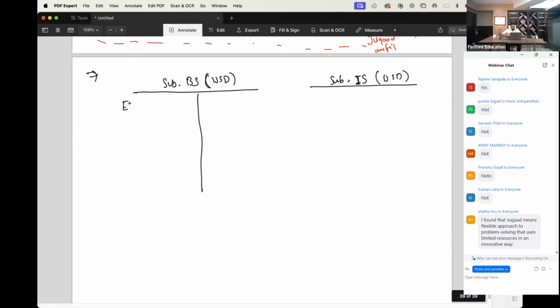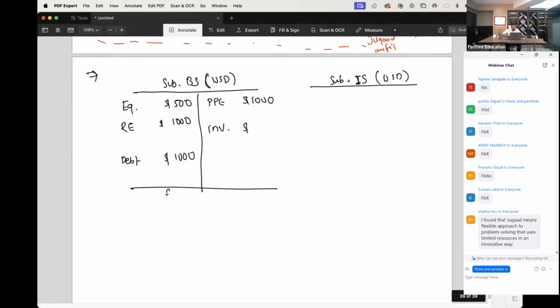Now, equity here is $500. Retained earnings $1,000. Debt, another $1,000. PPE, $1,000. Inventory, this is $2,500 by the way. This is also $2,500. Inventory, $500. Accounts receivable, $500. Cash, $500.